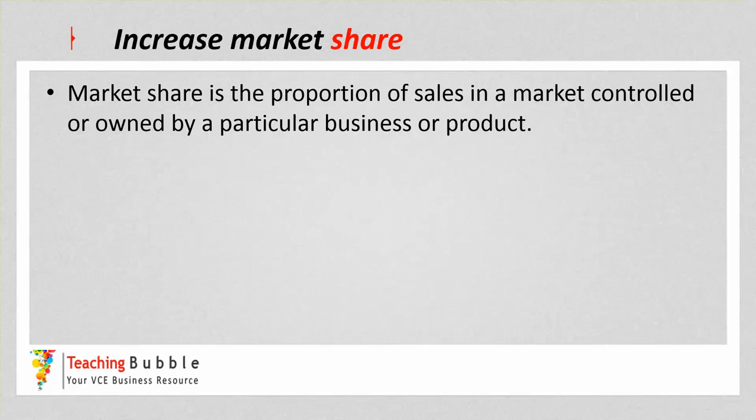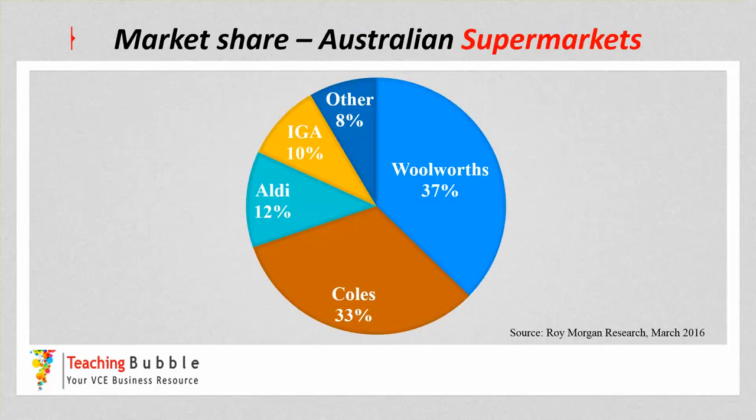So market share is the proportion of sales in a market controlled or owned by a particular business or product. So I think probably the easiest way to look at it is in terms of a pie chart, where obviously in a pie chart there's 100%. Now here, this data was taken in March 2016, of the Australian supermarkets, which was their recent data. So Woolworths controlled 37% of the market, which meant that of all the people going to purchase items from supermarkets, 37% of them went to Woolworths. And then Coles had 33%, so 33% of all the sales within supermarkets went to Coles, and 12% to Aldi, etc., etc.